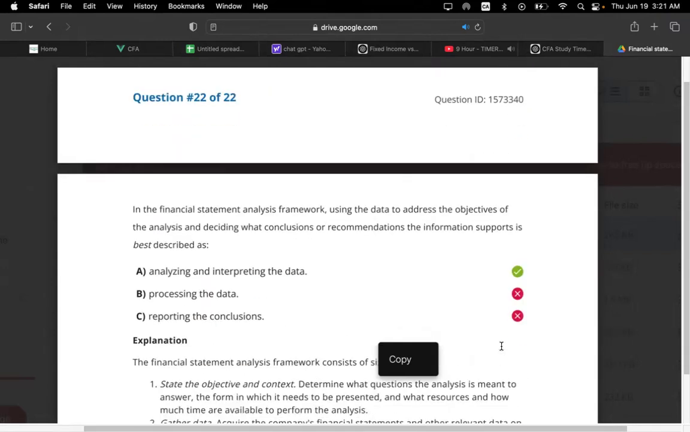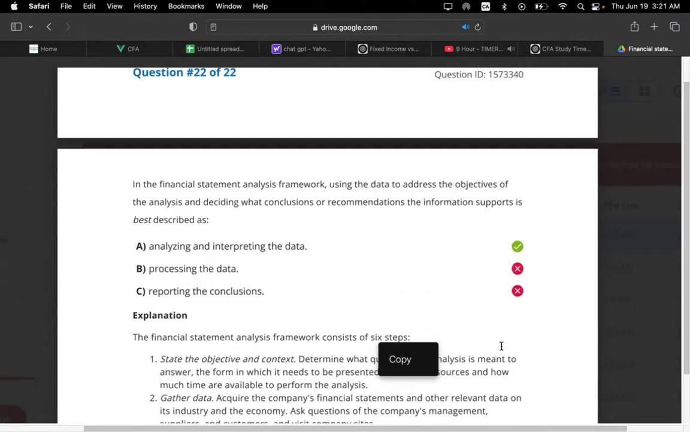Finally, 22, in the financial statement analysis framework, using the data to address the objectives of the analysis and deciding what conclusions or recommendations the information supports is best described as analyzing the data, right? It's not processing. That's where you're just making adjustments, calculating ratios, reporting the conclusions. You've done everything and you're just now telling people what you've done, right? You're not deciding anything. You're not doing any analysis. You're not making any inference.